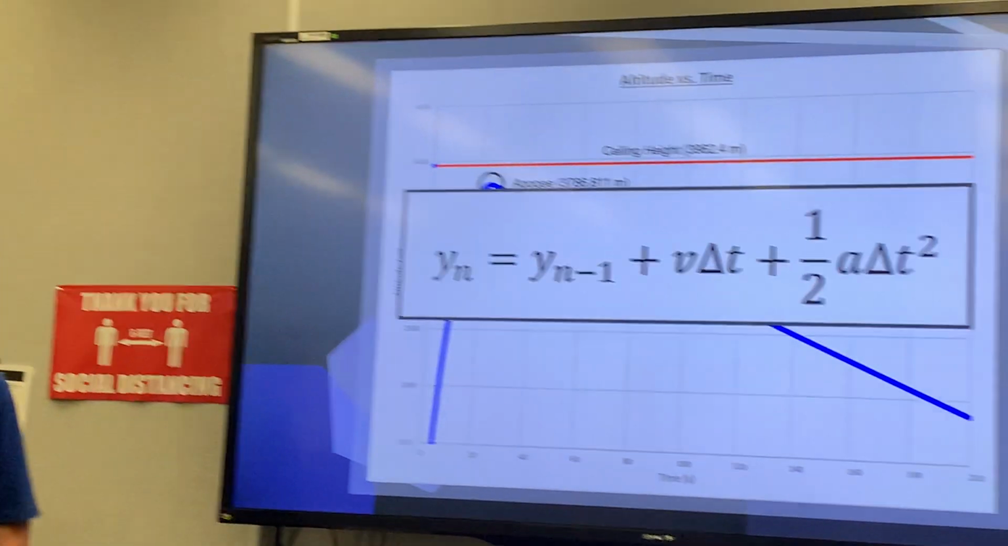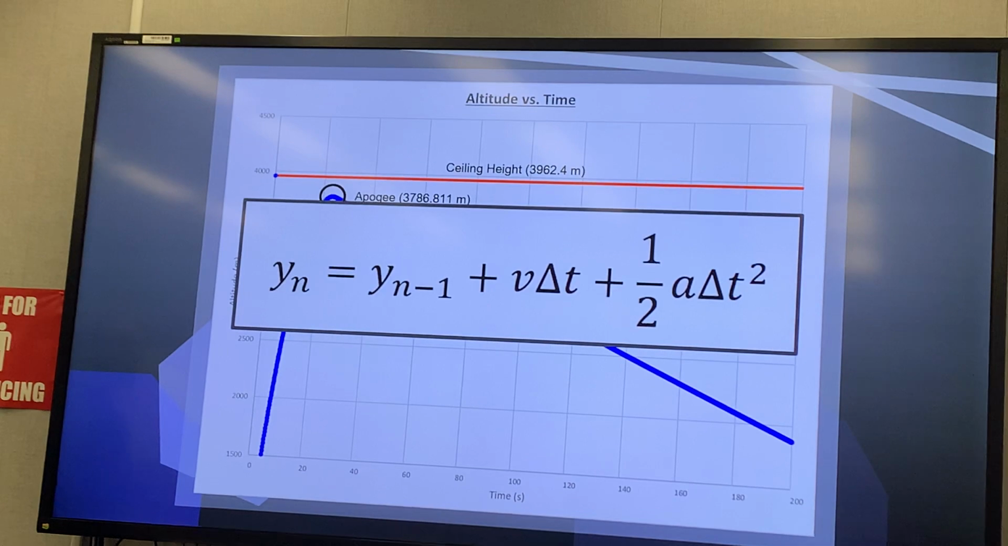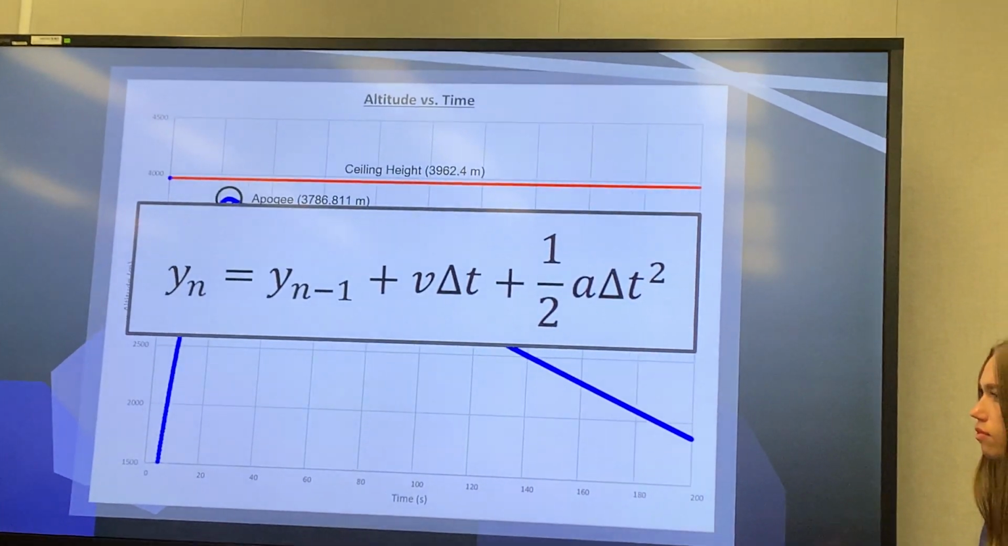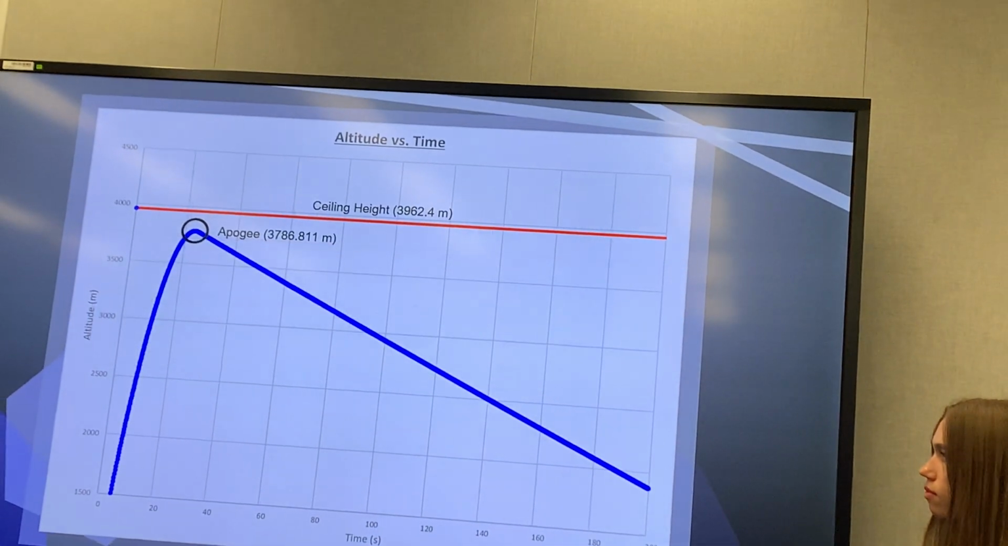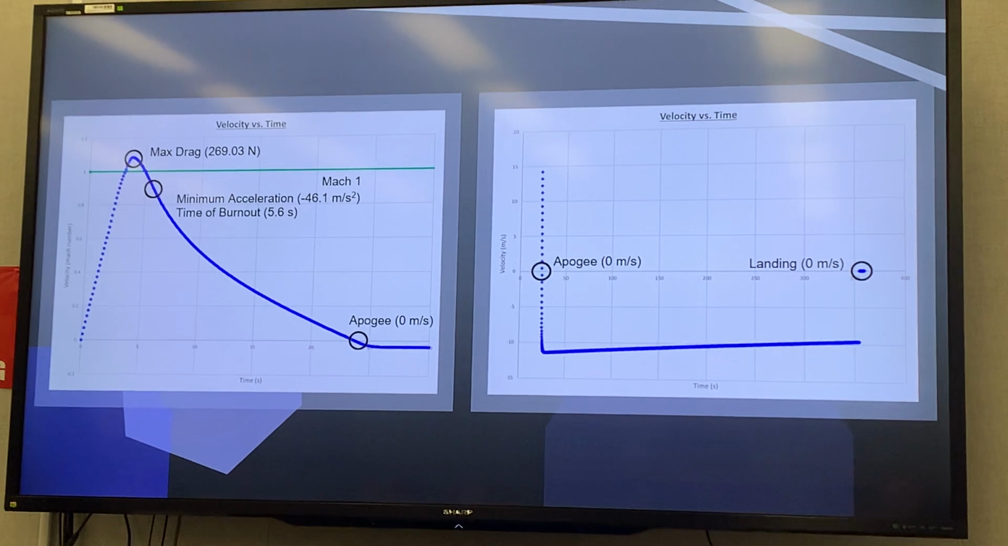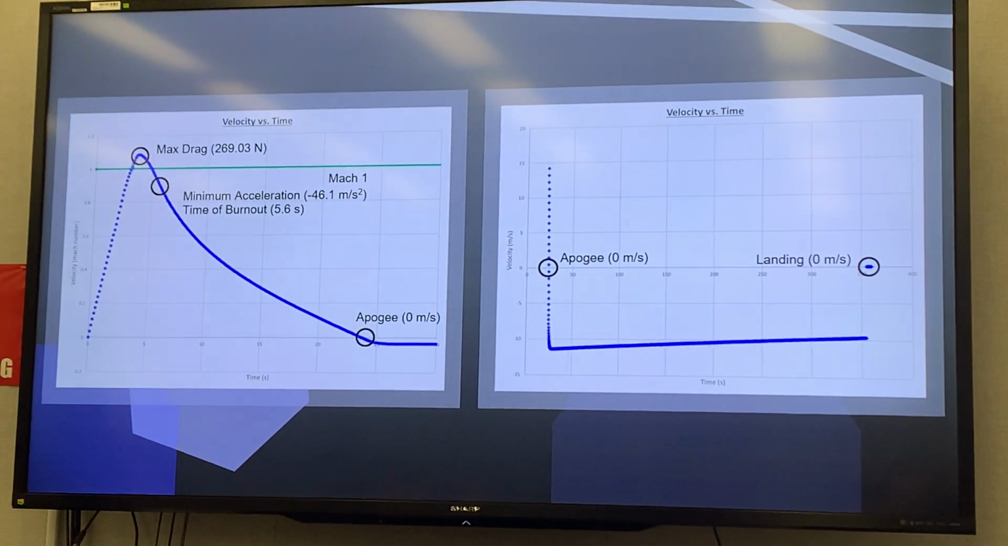And then this is just the formula that we used for calculating altitude. Again, emphasizing that we used integration in order to derive this formula from the velocity formula. And then these are two graphs for velocity. The one on the left is in Mach numbers, whereas the one on the right is in meters per second.